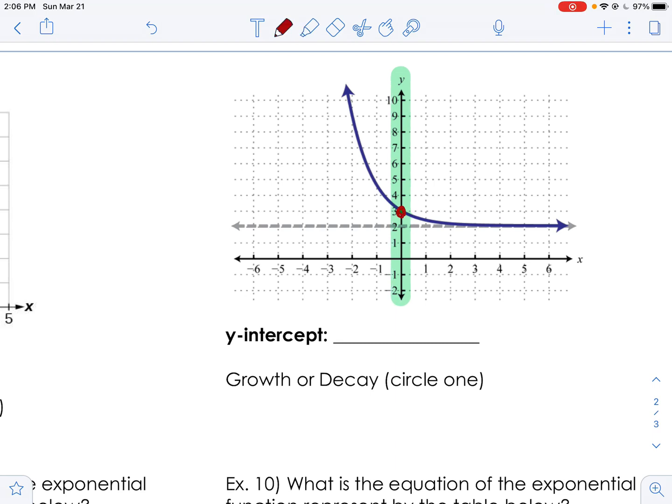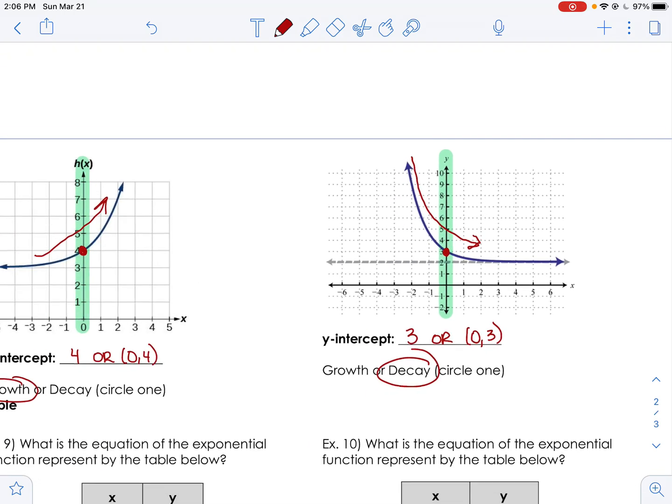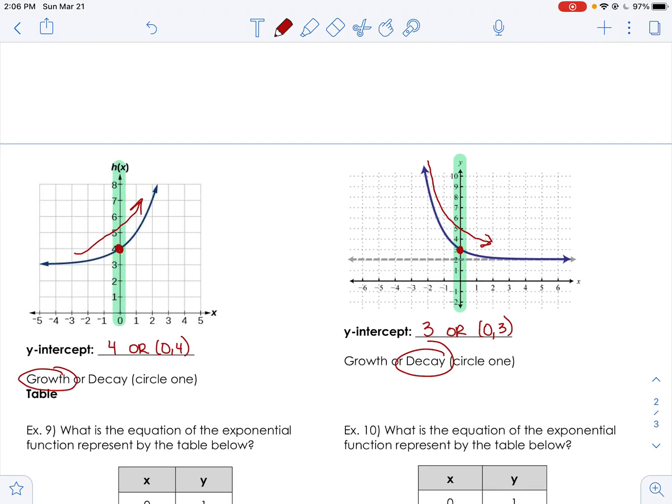So it's right here. That is (0, 3) if we write it as a point. Now this is going down like you're going down a water slide where you get a wedgie at the end. Okay, that's going to be decay. So if it looks like it's going up like at the start of a roller coaster, it's growth. If it looks like you're going down a slide, that's going to be decay.